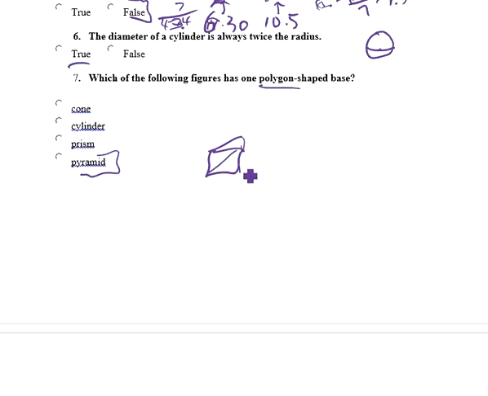There's my pyramid. Not very good, but let me try it a different way. Still not very good. So it has one polygon base, but the top is a point. Whereas a prism, that's just a box. So it has a polygon base on the top and the bottom. So the answer is pyramid.